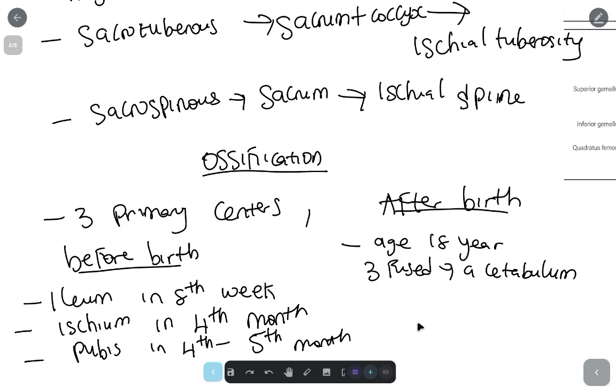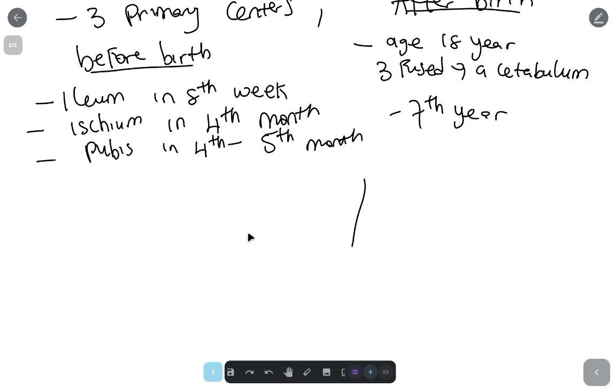Another thing you have to know is that the inferior ramus of the pubis and the ramus of the ischium fuse at the 7th year. Remember, the word ramus just means branch. The pubis has a branch, and that branch is called the inferior ramus of the pubis. And the ischium has a branch, and that branch is called the ramus of the ischium, which fuse together at the 7th year.